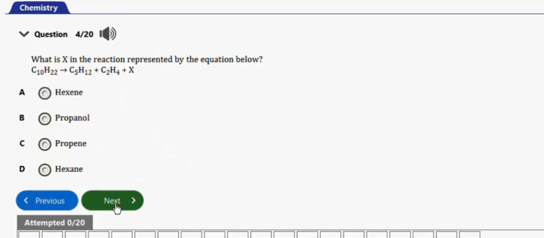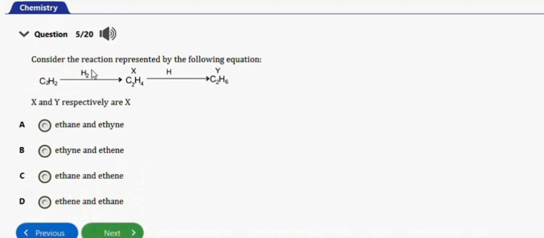The next question says consider the reaction represented by the following equation. X and Y respectively are, so this X is for our C18, and this Y is our C18. The right answer is option D. So this is the formula for C18. So that's it for this question.